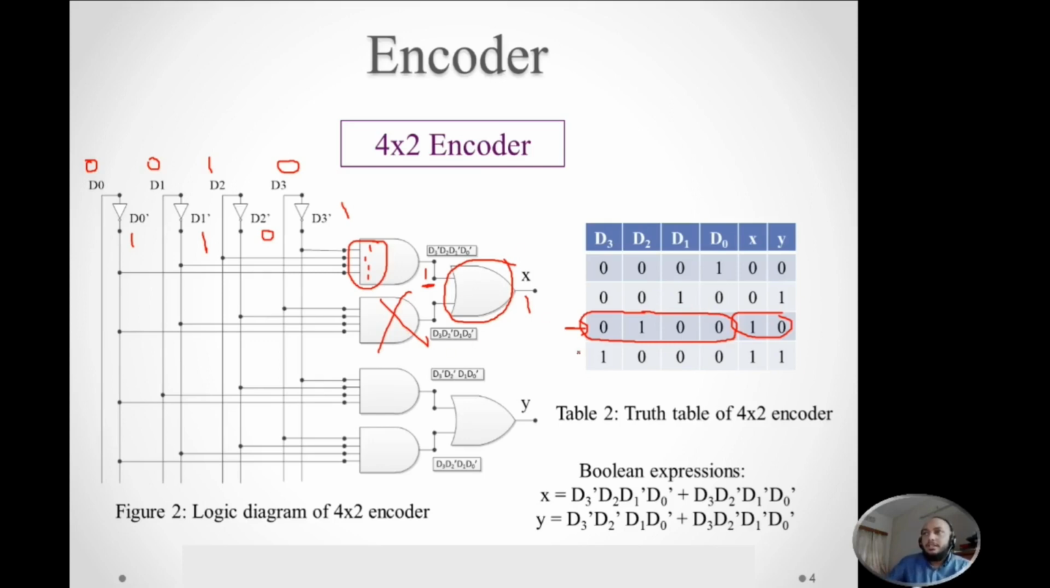Now for Y, let's see. We are getting here d3 prime, so 1, and d2 prime which is 0, so we will get 0 here. For this AND gate we are getting d3 0, so we are getting 0 here, and as the 2 input OR gate is getting 2 zeros, we will get 0 here. So we are getting 1 0 as our outputs, which is correct. So we can say that the Boolean expressions that we have written are correct.